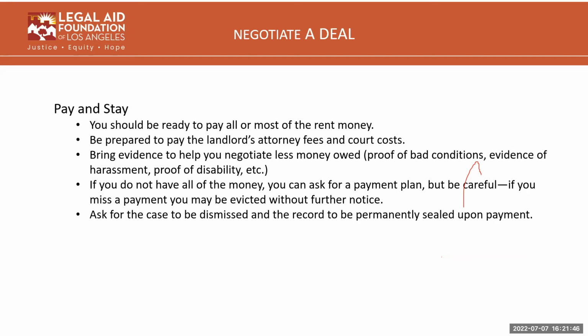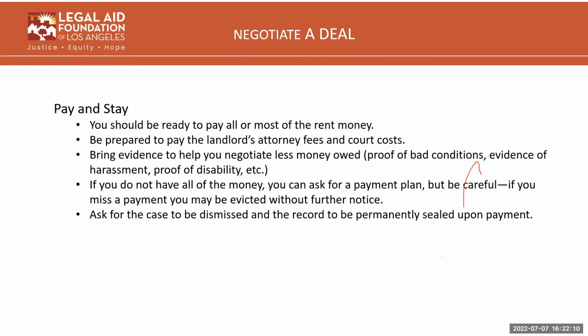You also want to bring any evidence that can help you negotiate less money owed. So proof of bad conditions, this can be like a report from a government agency, like the health department or building safety. It can also be pictures. You can bring proof of landlord's harassment or any proof of disabilities. This can also help you.